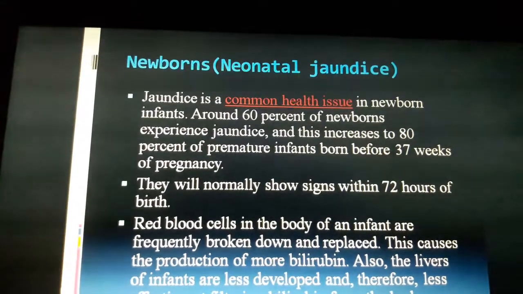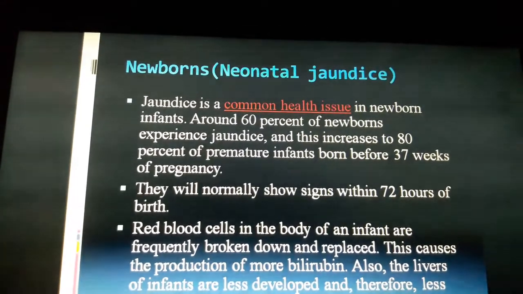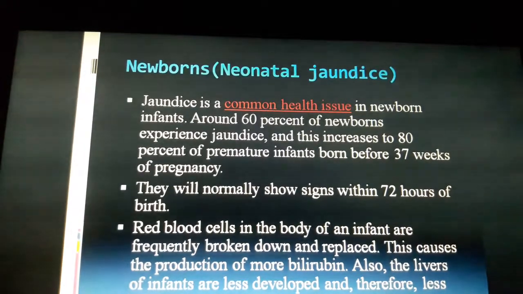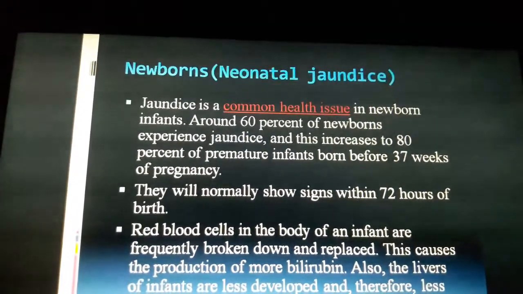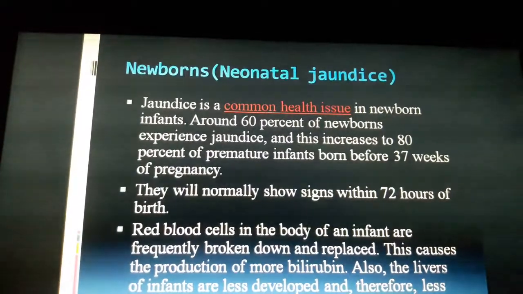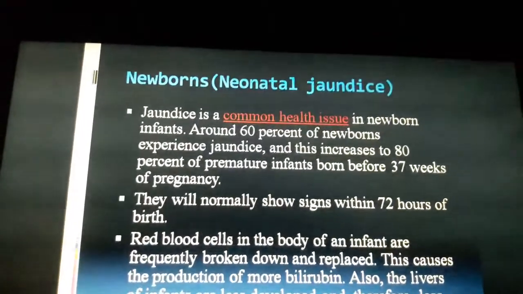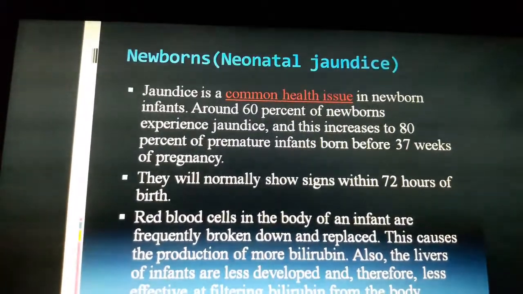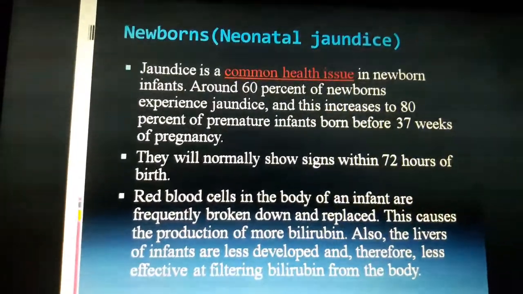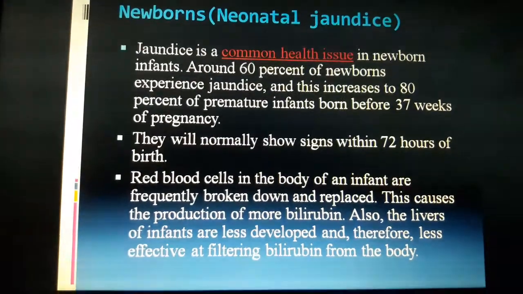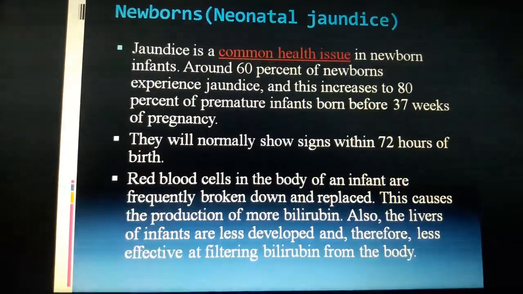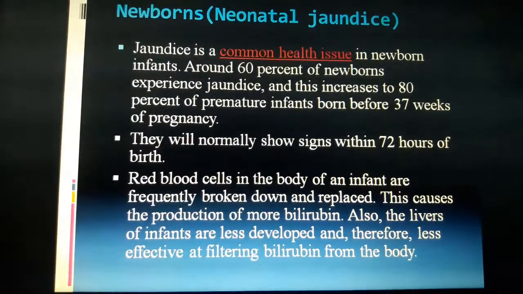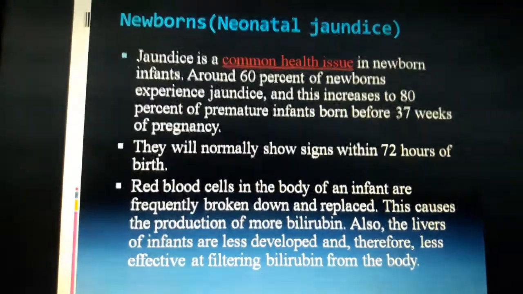Then another type of jaundice is neonatal jaundice. It mainly occurs in newborn babies. Jaundice is a common health issue in newborn infants. Around 60% of newborns experience jaundice, and this increases to 80% of premature infants born before 37 weeks of pregnancy. They will normally show signs within 72 hours of birth.